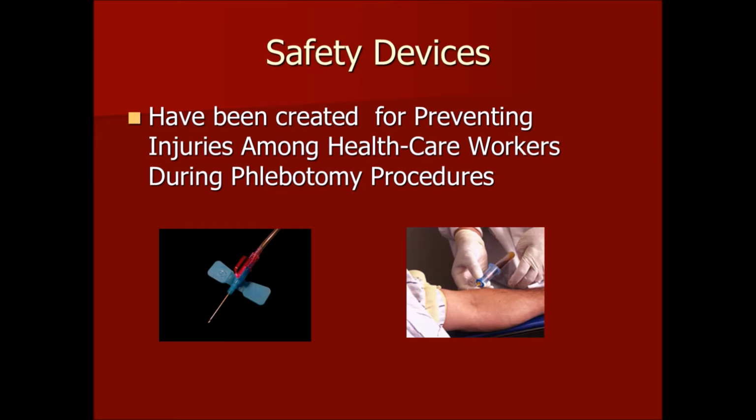Now, these safety devices, and these are OSHA approved safety devices, have been created for preventing injuries among healthcare workers during phlebotomy procedures. Needles, butterflies, syringes, or so forth, should not be used if there is not a safety device attached to it. That's an OSHA violation, period. So if you're using needles that don't have safety devices, you're of course in OSHA violation, and also Cal OSHA as well. So make sure you take necessary precautions when it comes to safety devices. They're always to be used with every blood draw.